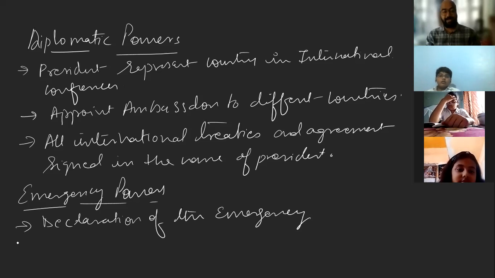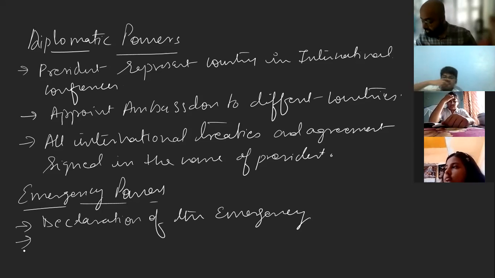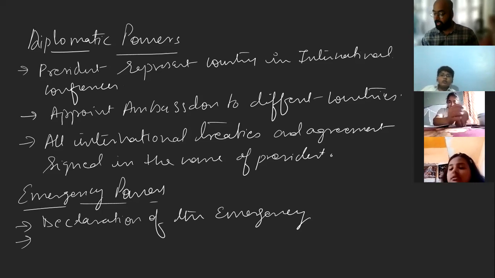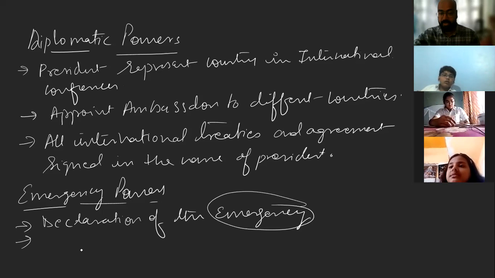The president declares the emergency. When the security of the country is threatened, the president can declare an emergency under the following conditions: when the security of the country or any part of it is threatened by war, external aggression, or armed rebellion. So when can this emergency be declared by the president?